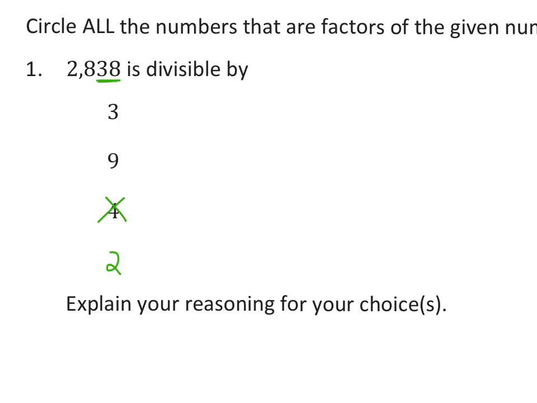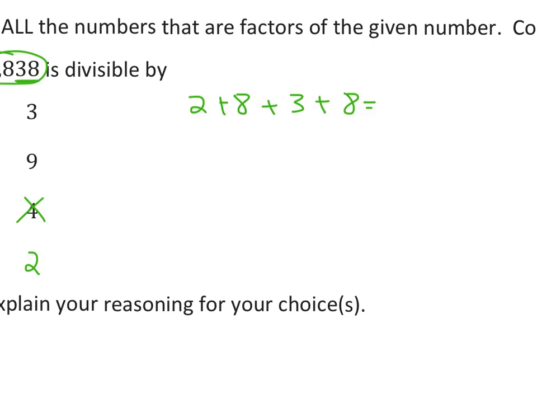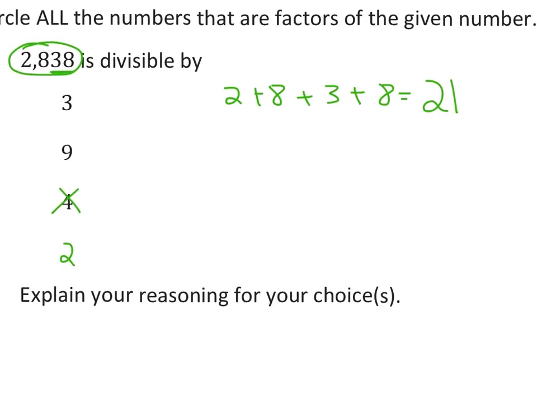I look at all the digits and combine them. So if I add 2 plus 8 plus 3 plus 8, I get... I'm letting you do that. That's correct. I get 21. Now 21 is a multiple of 3 because 3 times 7 is 21. So I know 3 is a factor, but it's not a multiple of 9. So I know that this number is divisible by 2 and by 3. And that's all I can say for right now.